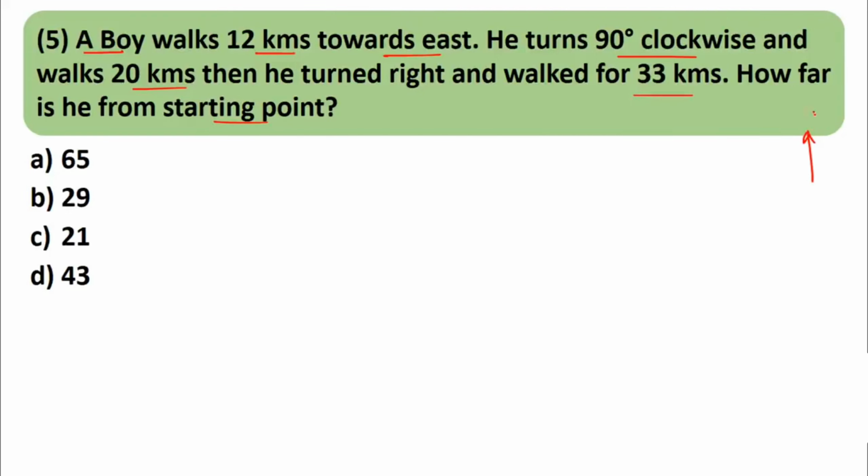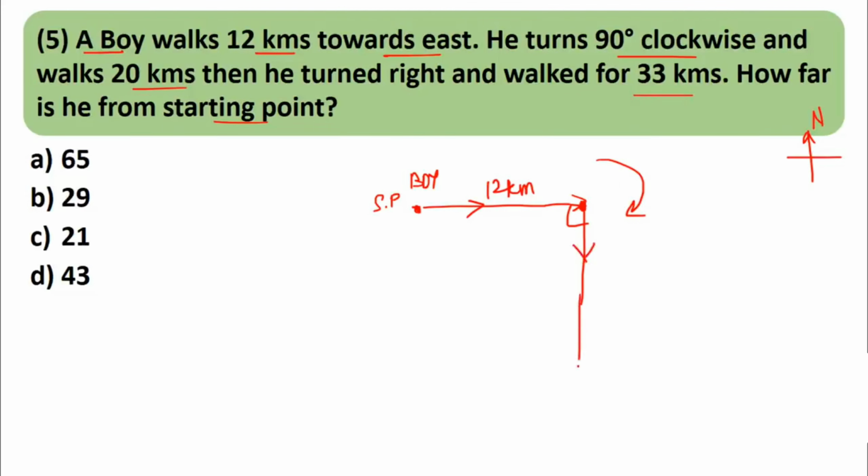Now this is a direction sum, very easy, okay. So this becomes our north. There is this boy, okay. He starts walking. This is the starting point, okay. He starts walking east and walks for 12 kilometers. Where is east? On the right hand side. Okay, he reaches this point, he turns 90 degrees clockwise. Clockwise means like this, correct? So he turns 90 degrees clockwise, okay, and walks for how much distance? For 20 kilometers. Okay, again he turned right.